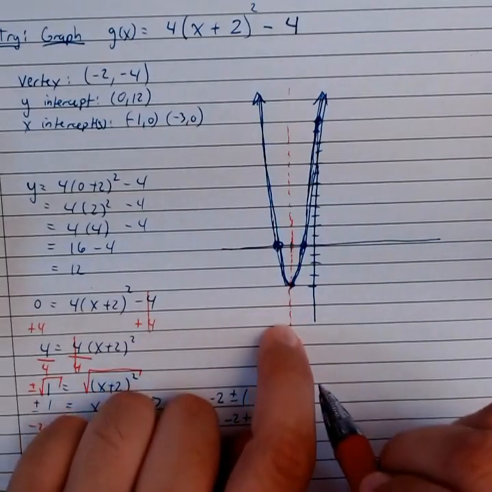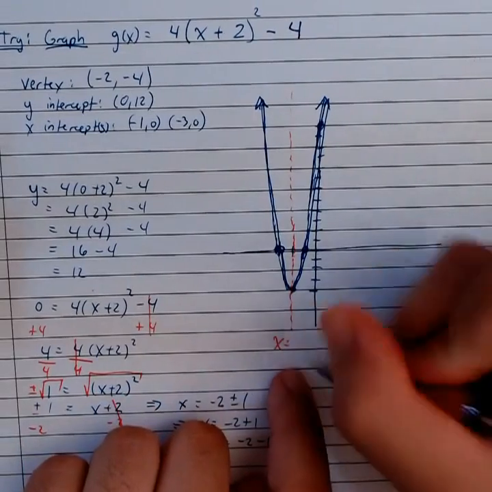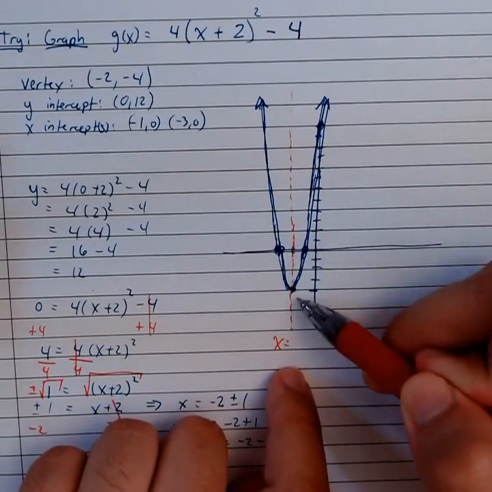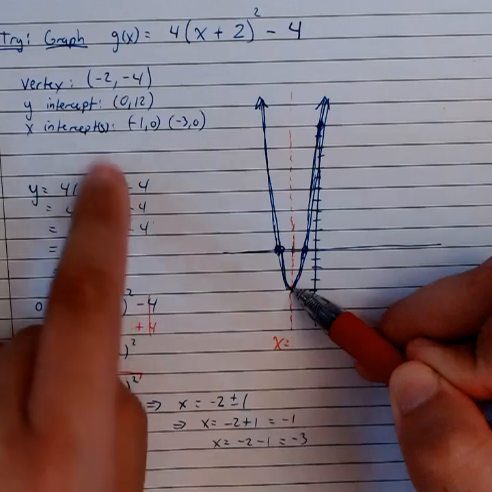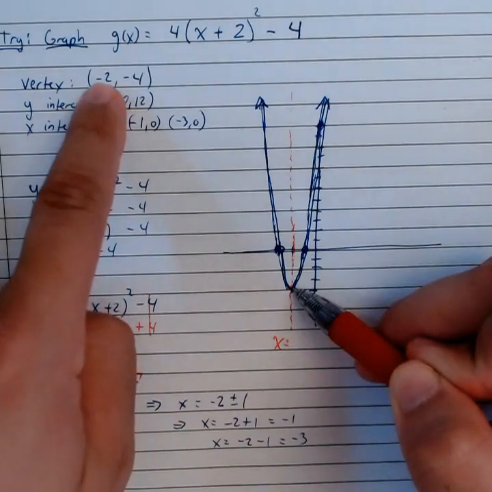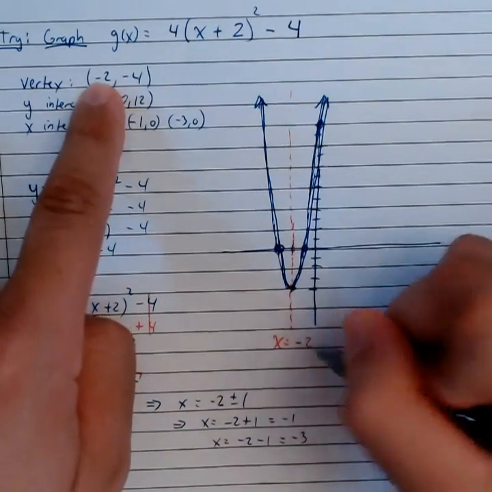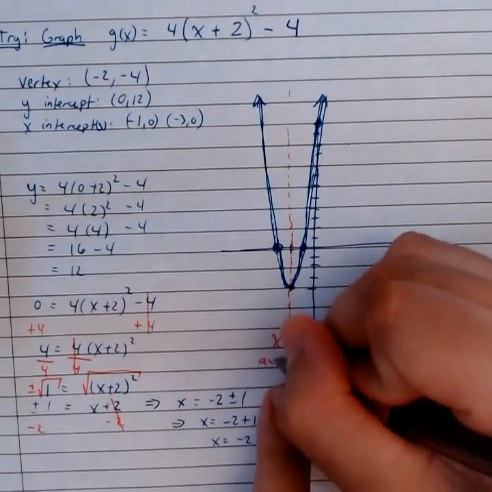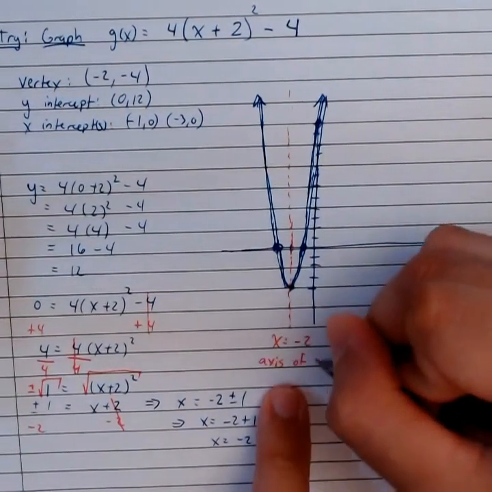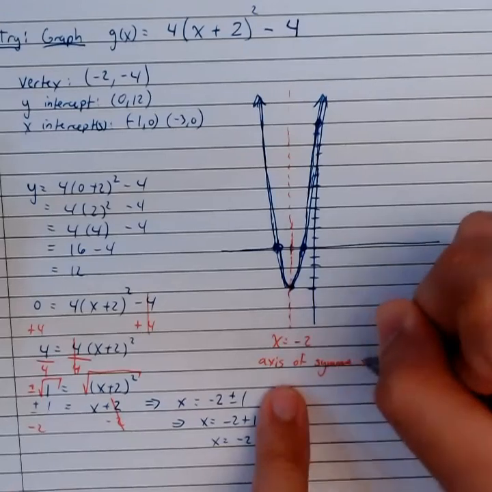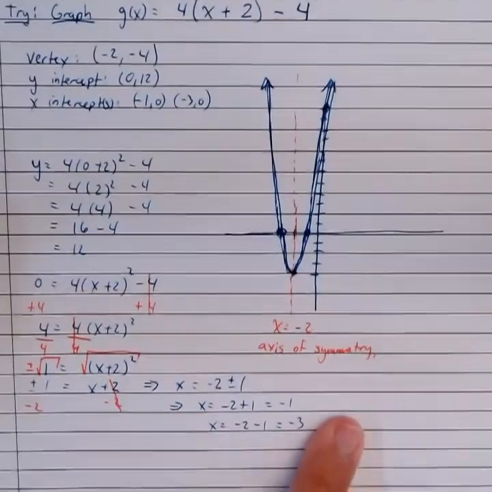To give the equation of this, it's always going to be x is equal to, well, what is the x value here? Well, that's my vertex. The x value of my vertex is -2. Okay, so x equals -2. And this is the axis of symmetry. And that makes us happy.